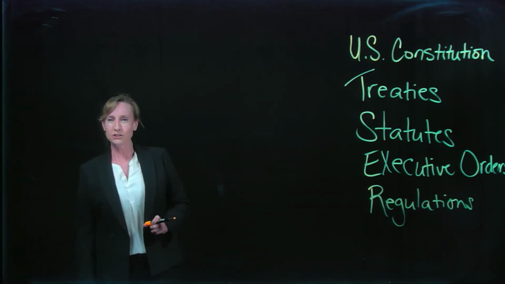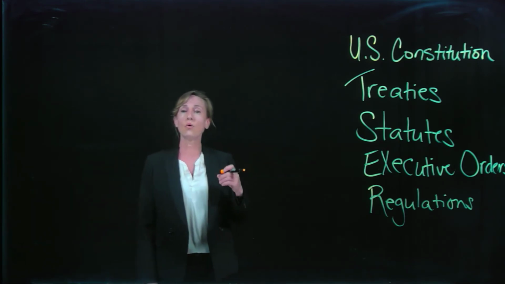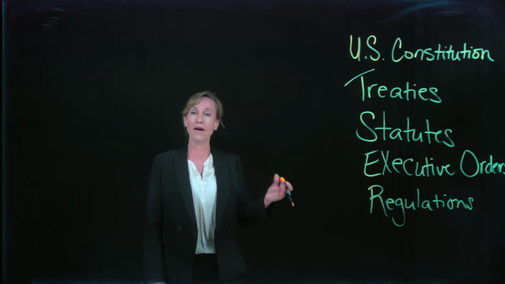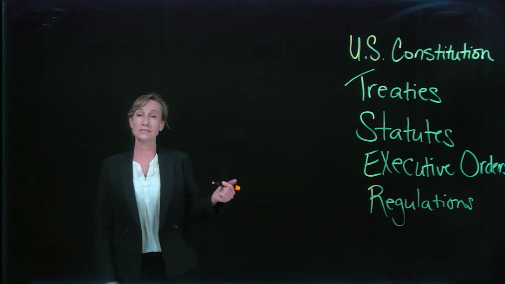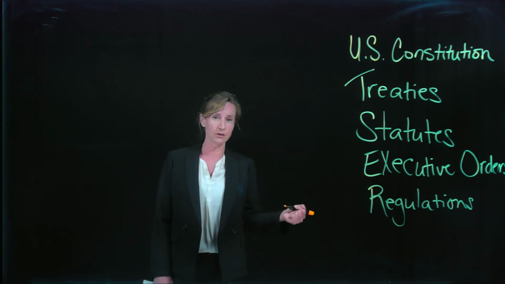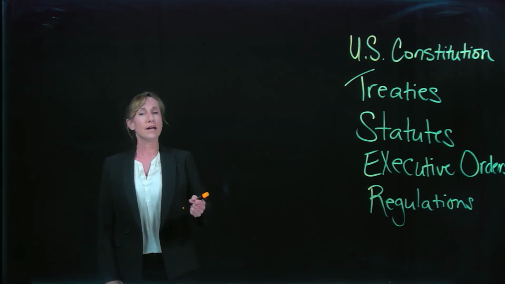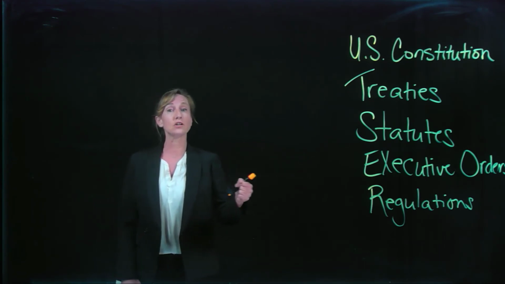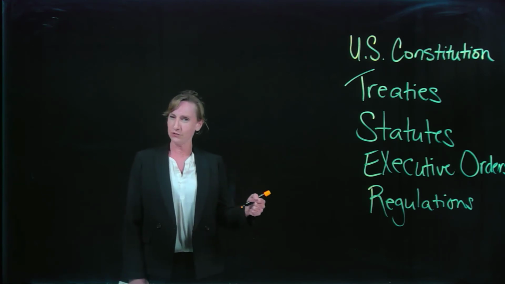Regulations is another source of law in the U.S. Regulations are promulgated or put forth by administrative agencies. For example, OSHA, the Occupational Safety Health Administration, or DOL, the Department of Labor, or DOT, the Department of Transportation. All of those are agencies with the power to pass laws, and those laws are called regulations or administrative law.